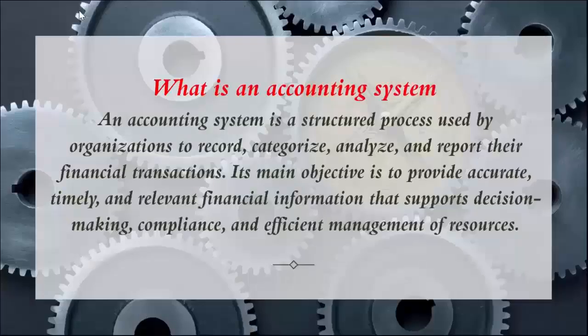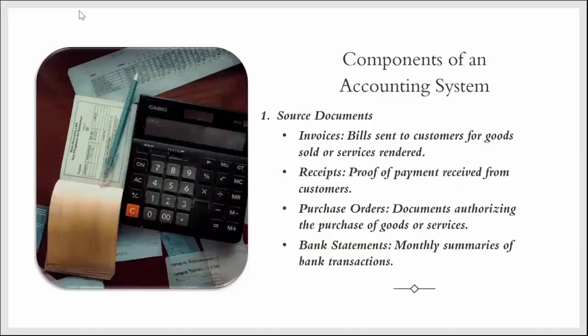An accounting system is a structured process used by organizations to record, categorize, analyze, and report their financial transactions. Its main objective is to provide accurate, timely, and relevant financial information that supports decision-making, compliance, and efficient management of resources. Here's a detailed breakdown of an accounting system and its objectives, along with examples.